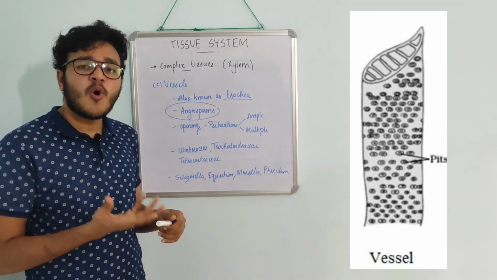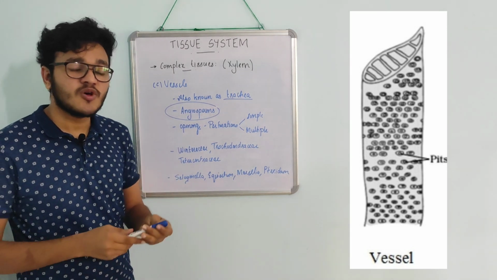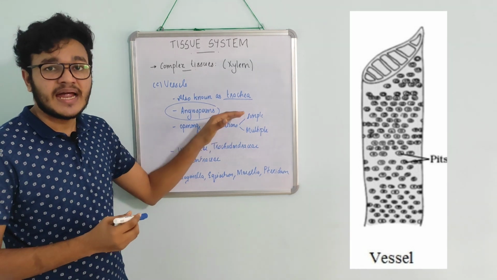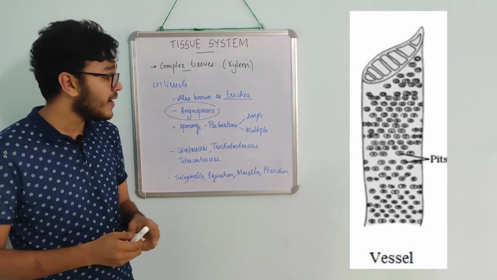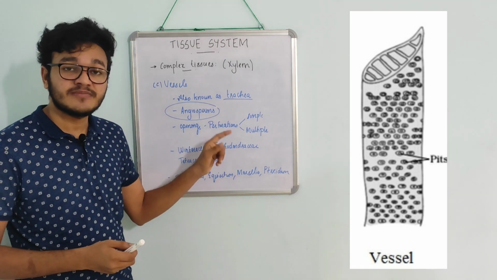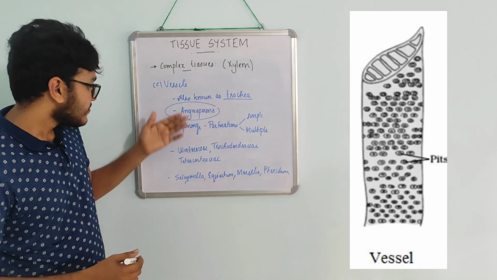Now there are openings present in these vessels, because it is like a tube-like system which connects water. The openings are known as perforations, and there are two types of perforation. That is simple perforation, that means only one single opening, and multiple perforations means multiple openings are present. So that is what the term perforations mean.